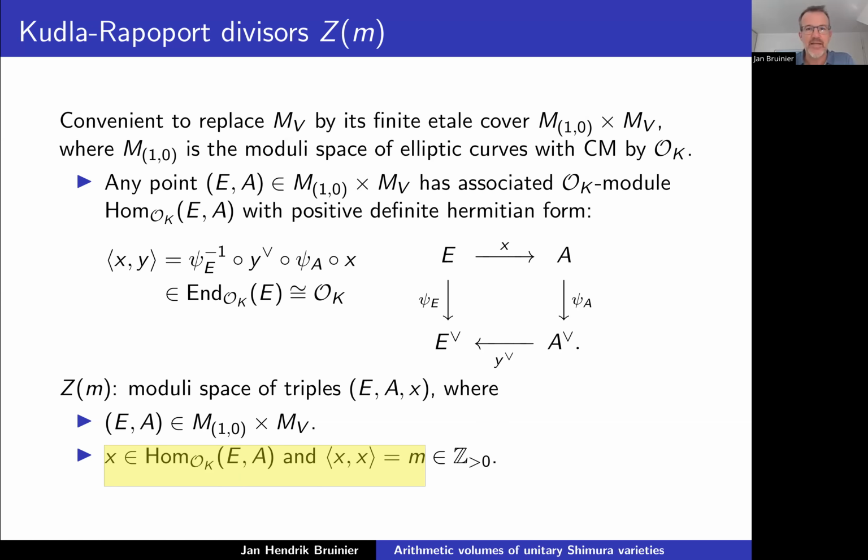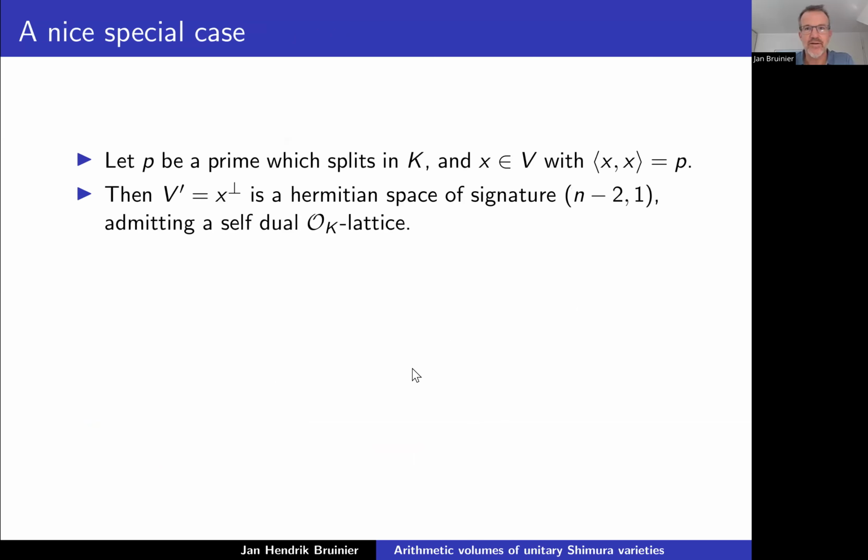Okay. Now, in order to work with that, we have to relate at least some of these Kudla-Rappaport divisors to unitary Shimura varieties in dimension 1 less. And this can be done in the case where the index is a prime which is split in k. So if we take a split prime and we take a vector x in the Hermitian space of norm p, then we can look at the orthogonal complement V prime.